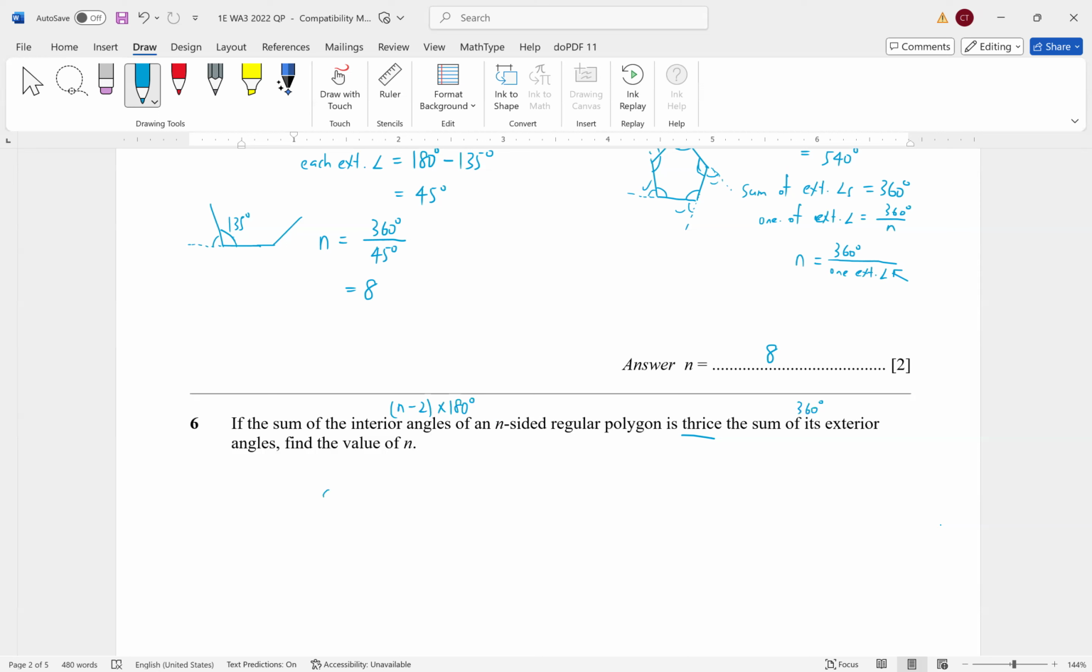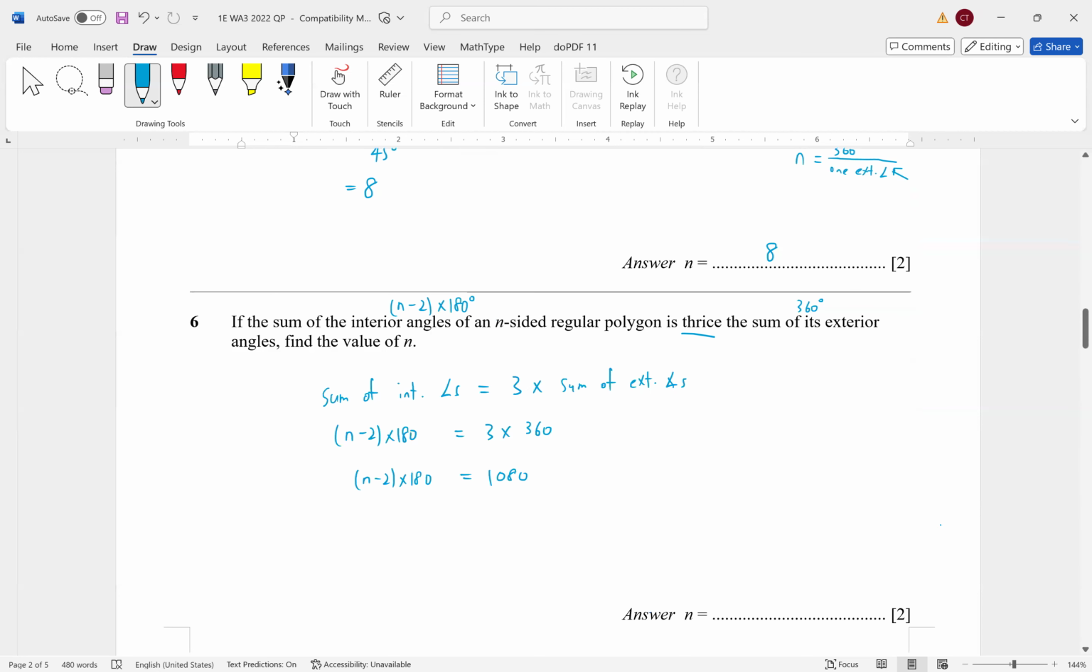So the sum of interior angles equals 3 times the sum of exterior angles. The formula for the sum of interior angles is n minus 2 times 180, without the degrees, and the sum of exterior angles is 360. So I just need to solve this simple equation. I'll leave it at n minus 2 times 180 first. 3 times 360 will be 1080.